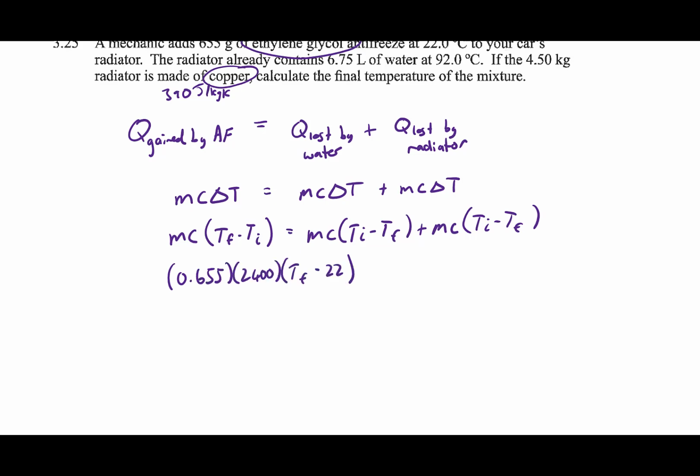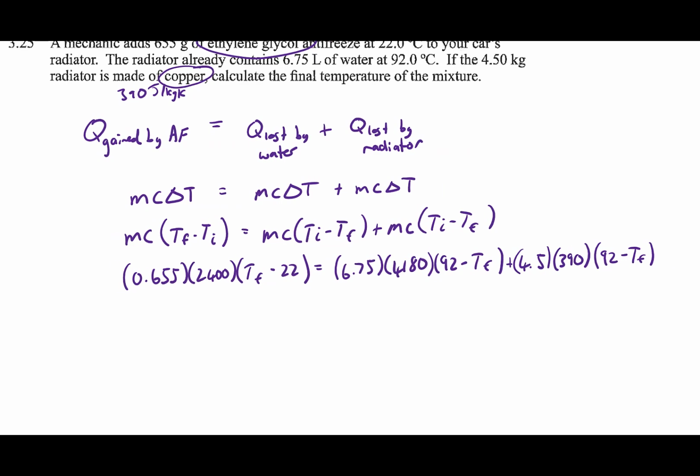So notice that I've just put the unknown in there, which is the TF, and I'll do that with all of them. Okay, so let's have a look at what I've got here. I've got the antifreeze, so I'm using the mass and the specific heat of the antifreeze here, and then here I've got the mass and the specific heat of the water, and the mass and the specific heat, and the temperature change over on the right hand side shows that it's going down from 92 to something, and on the left hand side it's showing that it's going from 22 to whatever the final temperature is.